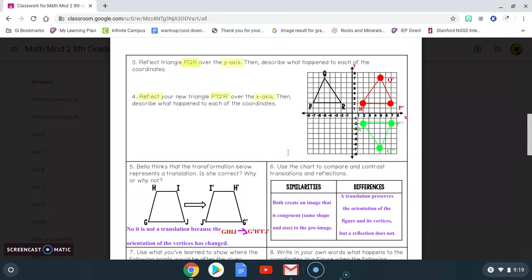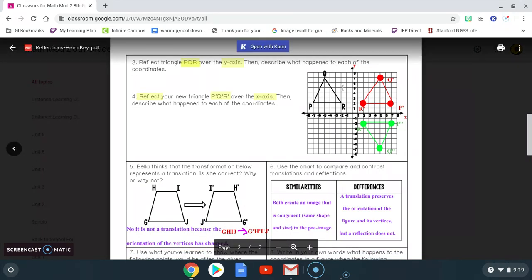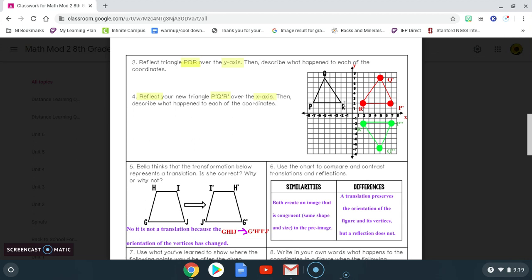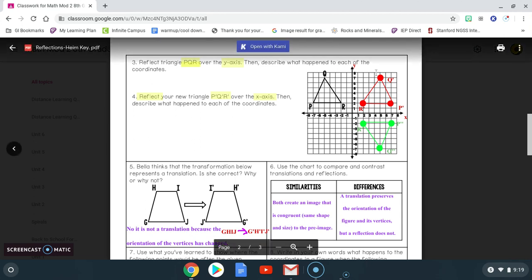For number 3, you're going to reflect this one over the y-axis. Here I labeled the y and the x for you. Okay, so you reflect it. Same thing. How far away is R? How far away is P? And you're going to plot them just like that.